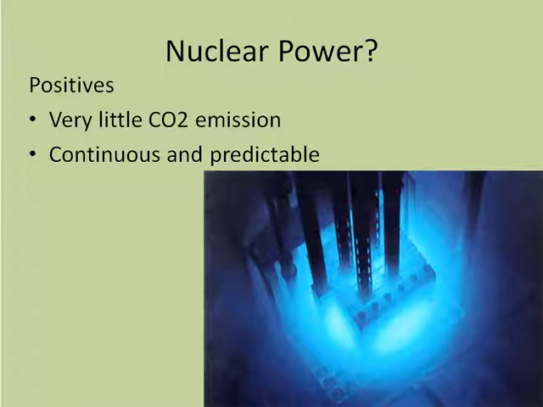Okay. How about nuclear power? Positives. There's very little carbon dioxide emission, and it is continuous and predictable. So you can, by inserting more or less fuel rods, control exactly how much heat is coming out of the nuclear decay that is happening with these controlled reactions. And in class, I'll diagram out how nuclear power creates heat.